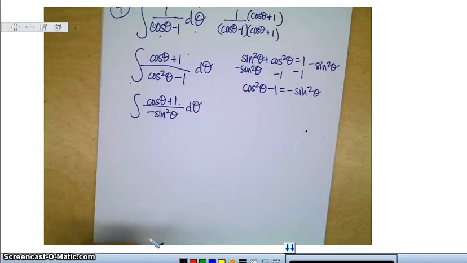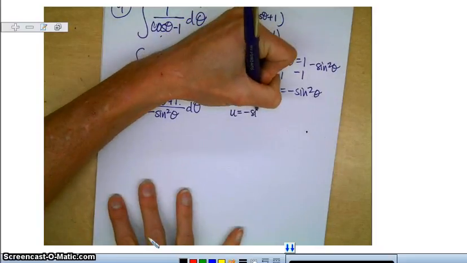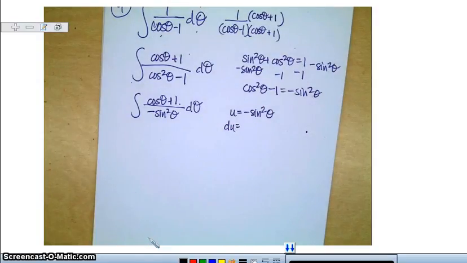Then could you separate? Select your u. U would be what? Negative sine squared theta. Okay, so the derivative, we're going to have to use the chain rule here. What's the derivative of the outer part?